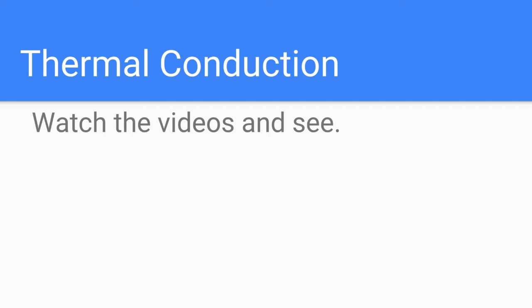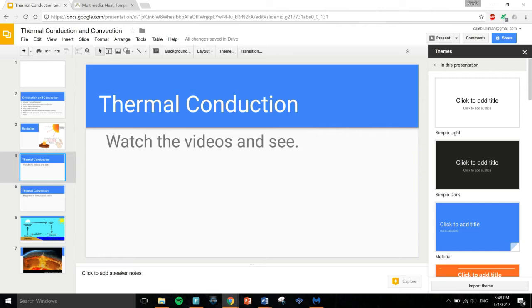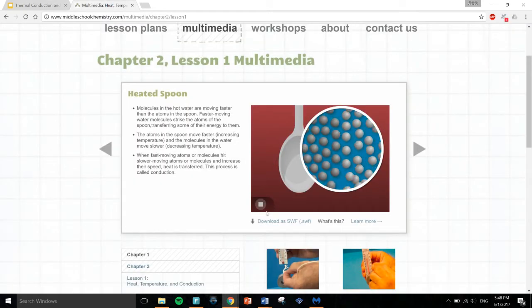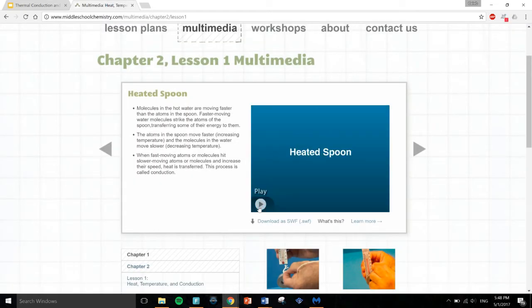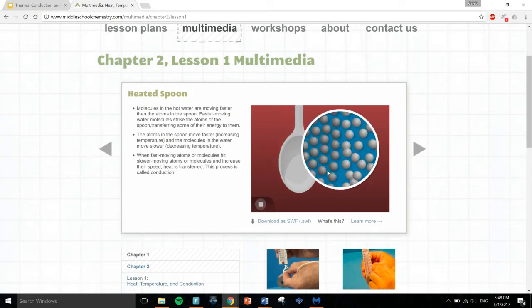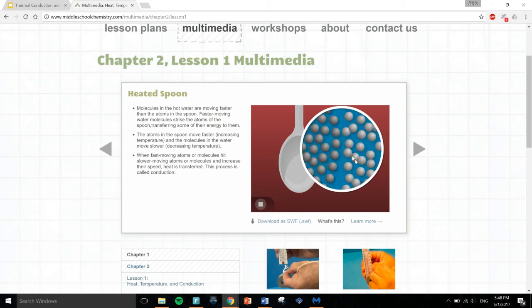Thermal conduction. Now, as we remember from our unit on matter, temperature is the same thing as molecular movement. So the faster molecules are moving, the higher their temperature is. So I'm going to show you a video, and this will demonstrate thermal conduction. And the conduction's happening between water and a spoon. Okay? So here we go, from the beginning. We've got a spoon in hot water, a metal spoon. Here is the spoon. Here is the water.